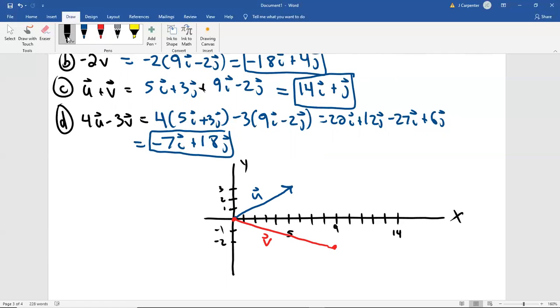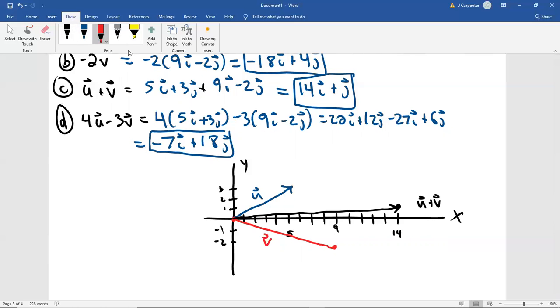Now what we found was u plus v, which turned out to be 14i plus j. So let's draw that one in a different color. Let's go with, I don't know, black. That works. 14i plus j. So that's right 14 and then up 1. So here's the ending point if we start at the origin. So this vector right here, which is pretty flat, that right there represents u plus v.